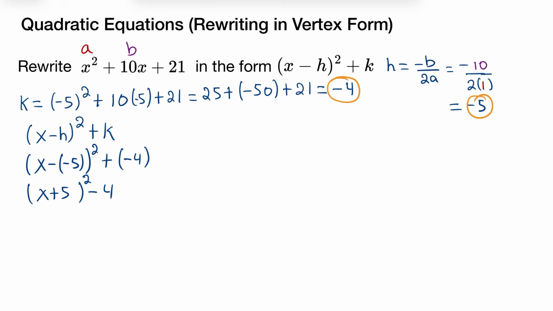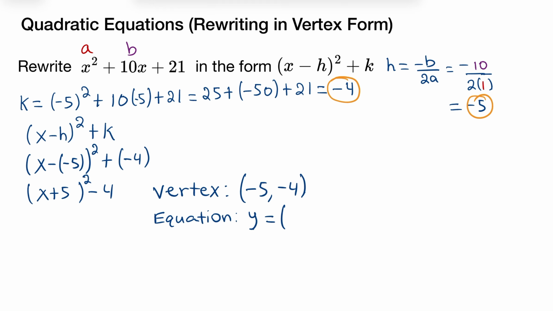Okay, so now our vertex here is, and I will just go ahead and write that here. Vertex is negative 5, negative 4. And our equation, and I'll just write that here, is y equals x plus 5 squared minus 4. That is our final answer.